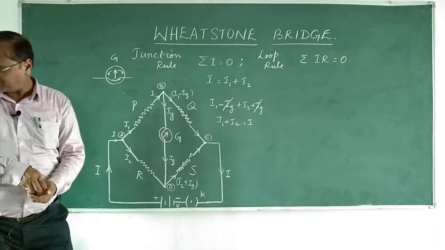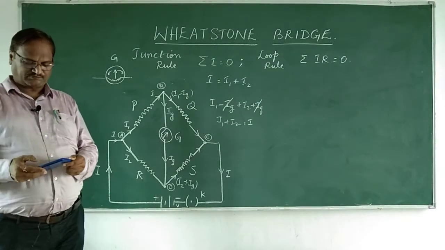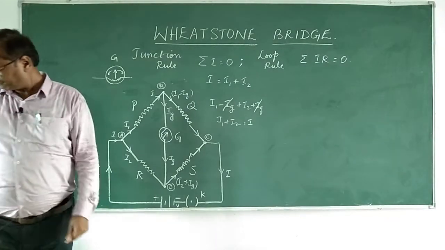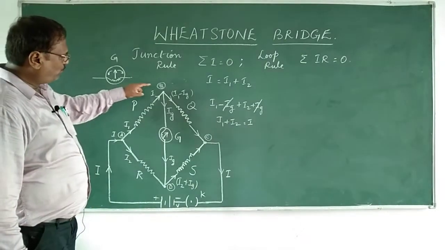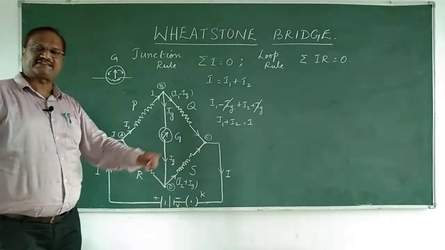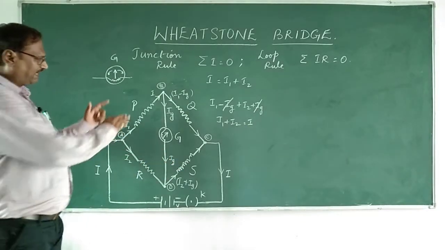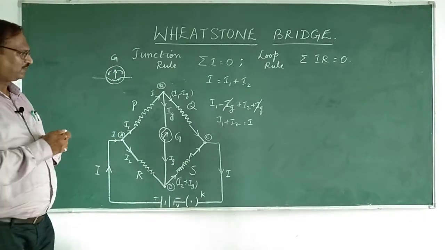A Wheatstone bridge consists of four resistors P, Q, R and S. Keep this in mind. They are structured in the form of a square.